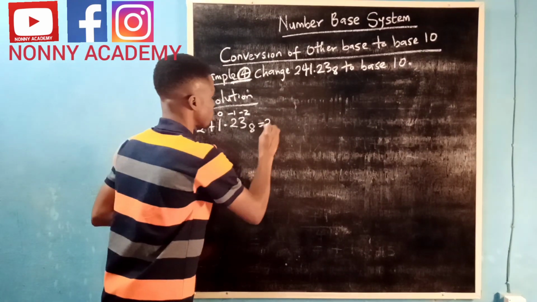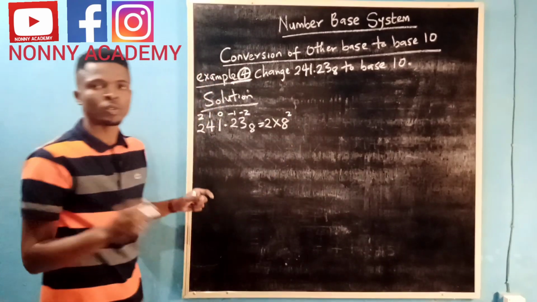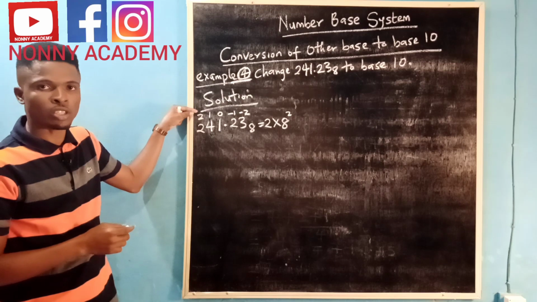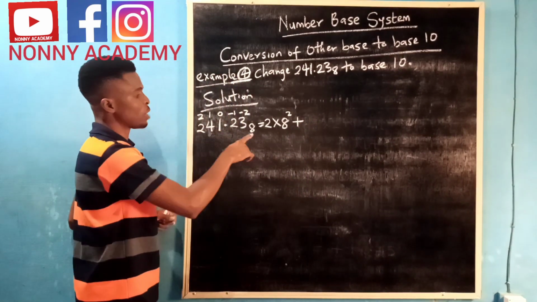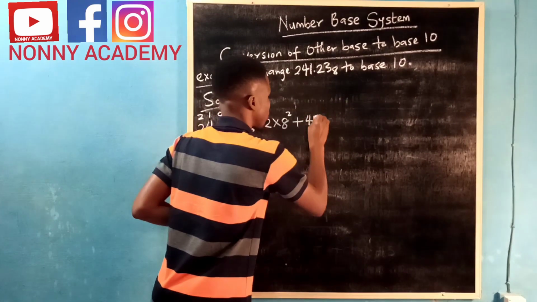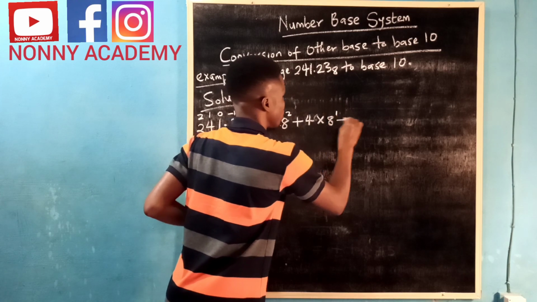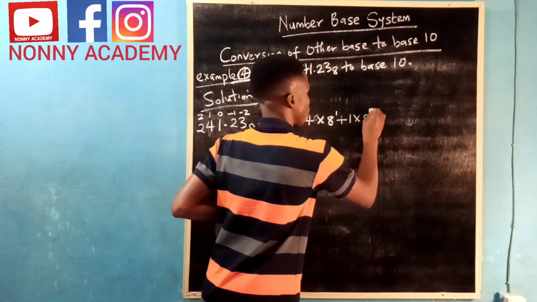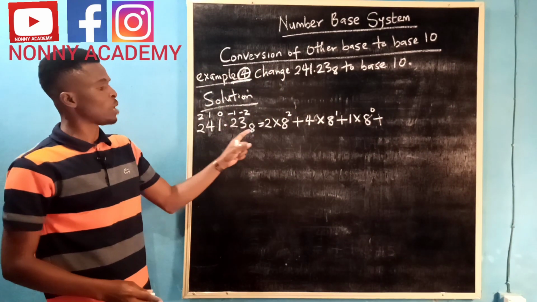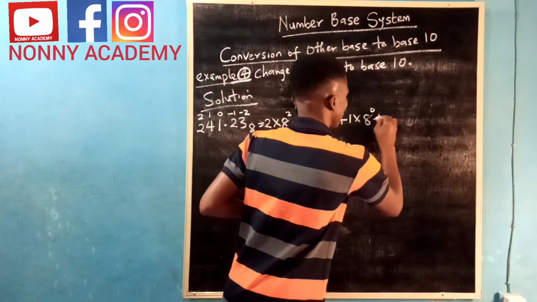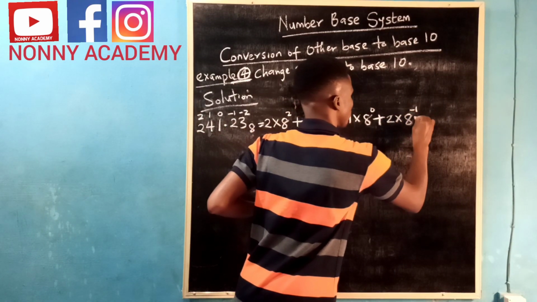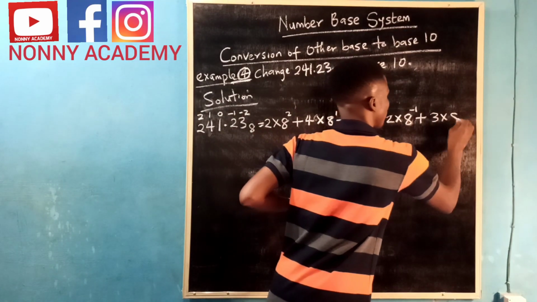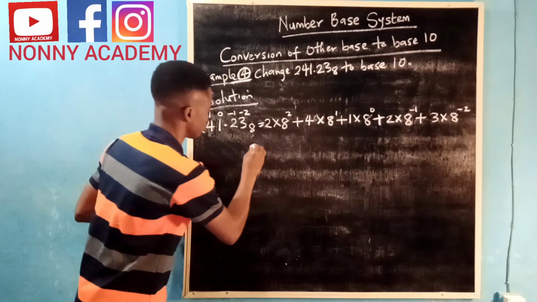Then I proceed. 2 times 8 raised to power 2. 2, which is the digit here, times 8, which is the base, raised to the power of the index on the digit. Plus 4 times 8 raised to the power of 1. Plus 1 times 8 raised to the power of 0. Plus 2 times 8 raised to the power of minus 1, plus 3 times 8 raised to the power of minus 2. Then we proceed.